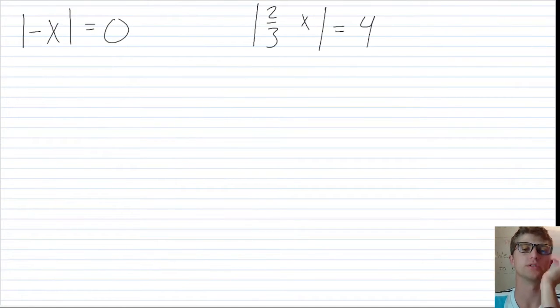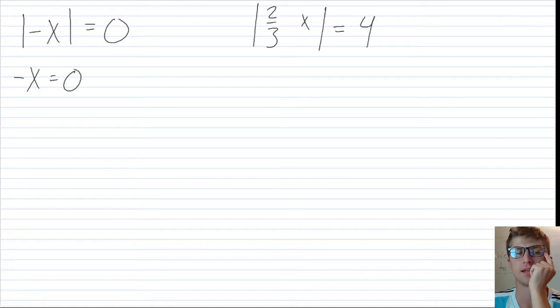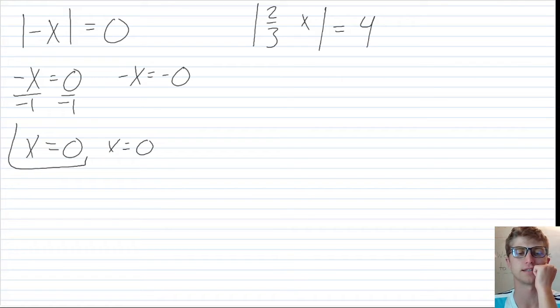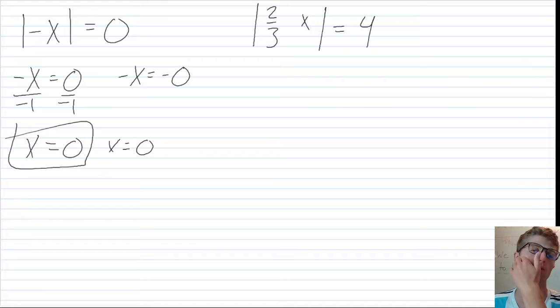Absolute value of negative x equals 0. Zero isn't negative, so we can do it. So let's break it up into two parts. Negative x equals 0 and negative x equals -0. These two things are the same. We can divide by -1 just so you can be sure, but 0 divided by anything is 0, so we've got x equals 0, and the same thing over here, x equals 0. So all it is in this case is x equals 0. That's the only value where we would get 0 coming out.